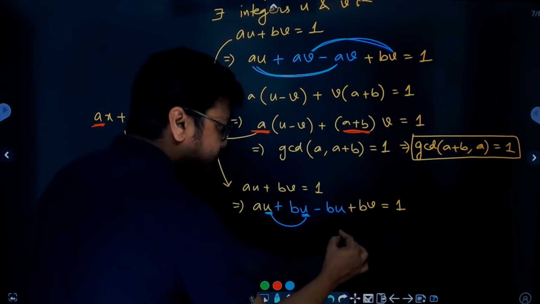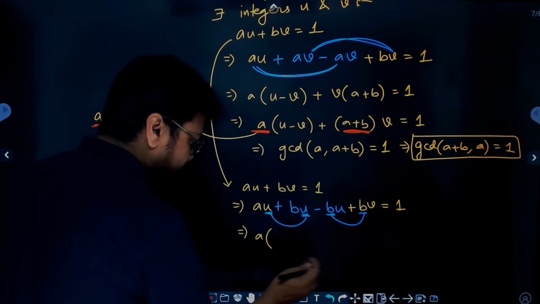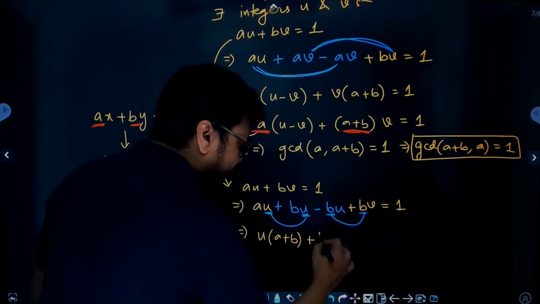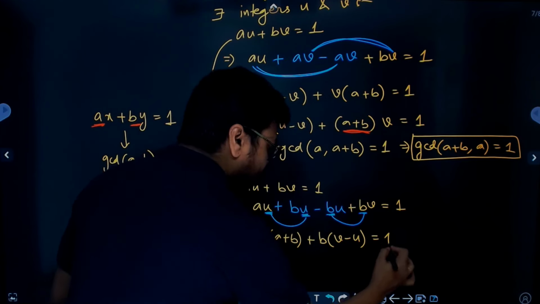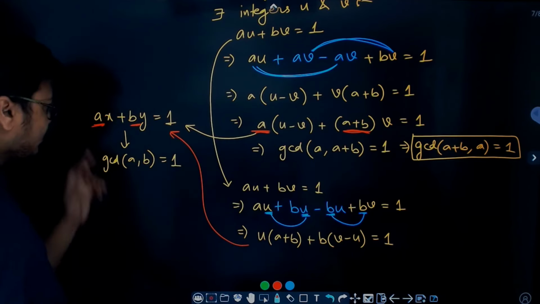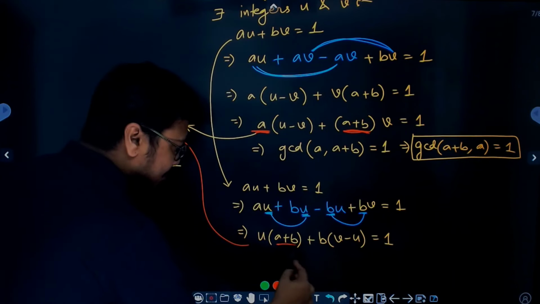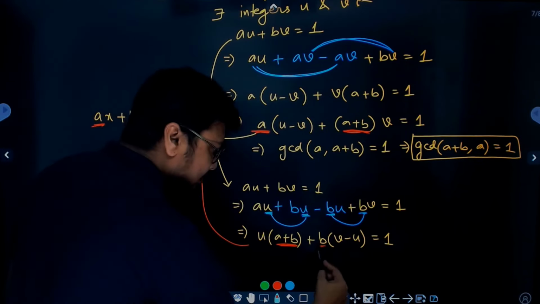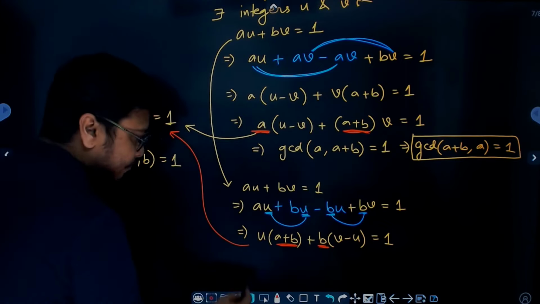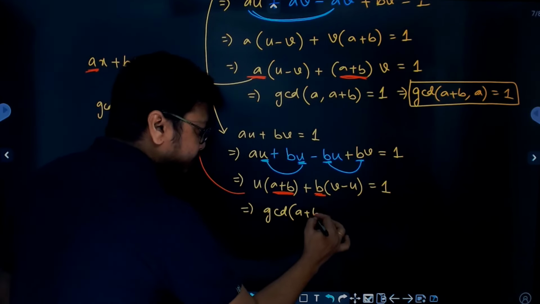And from the remaining terms I'll take b common. So if I take u common, I have a plus b, and if I take b common, I have v minus u equals 1. So again, this equation resembles this same old equation ax plus by equals 1, where I can claim that my a is a plus b and my b is the term b itself, where u and v minus u are some integers. So from here, just like the previous one, I can conclude that GCD of a plus b and b is 1.